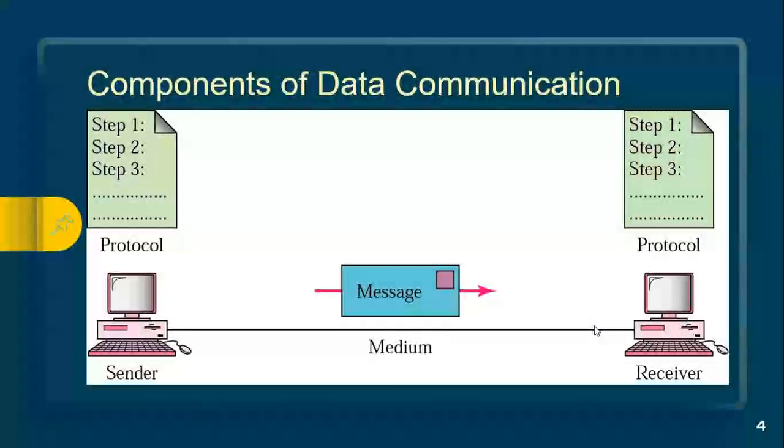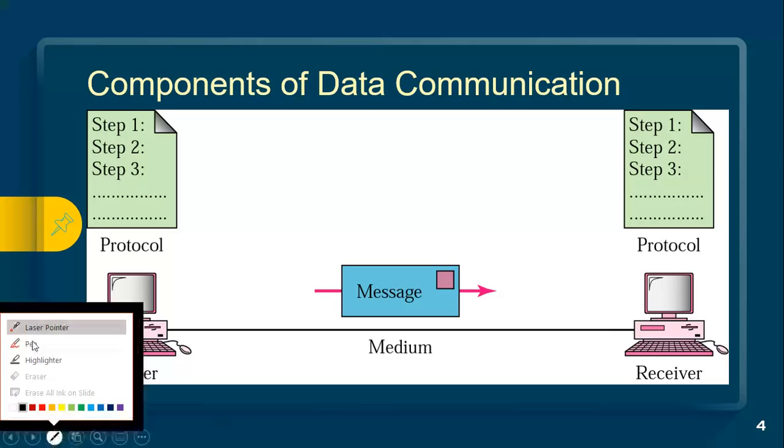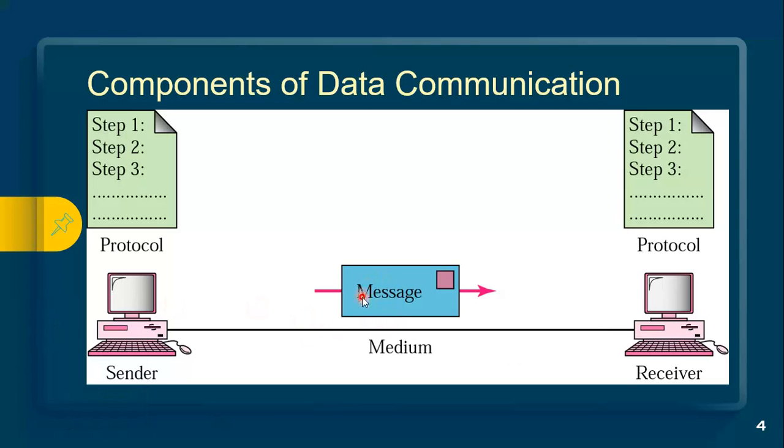There are five components which work in data communication. The first component is the message. If a message exists, then definitely a sender exists. If a sender exists, a receiver exists. And if a receiver exists, a medium which is meant for transferring the data is needed, and also some set of rules meant for transmitting the data from the sender to the receiver. That is called a protocol.